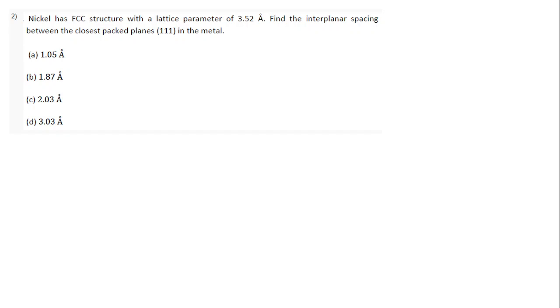Nickel has FCC structure with a lattice parameter of, usually we denote lattice parameter or lattice constant using small a. So this is the lattice parameter of the FCC nickel structure. Find the interplanar spacing d between the closest packed planes, 111, in the metal. So we have to find d111. d111 is the interplanar spacing between 111 planes. This is what we have to find out.